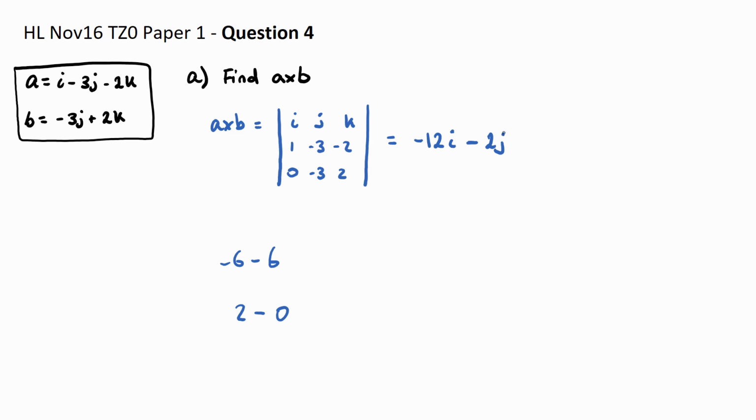and then this one will be a +1, that's K, so we isolate the column and the row. 1 times -3, which is -3, minus -3 times 0, so it'll be -3K. And that is the cross product. It's -12I minus 2J minus 3K.